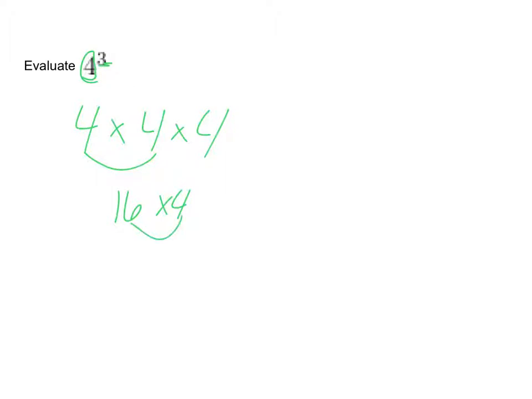So now we're actually going to evaluate. So for this problem, 4 to the third power, we're going to take a 4 and we're going to multiply it by itself 3 times. So 1, 2, 3, and we're going to multiply. So we can multiply these one at a time. 4 times 4 is 16. So I've got 16 times 4. 16 times 4 is 64. 4 to the third power is 64.